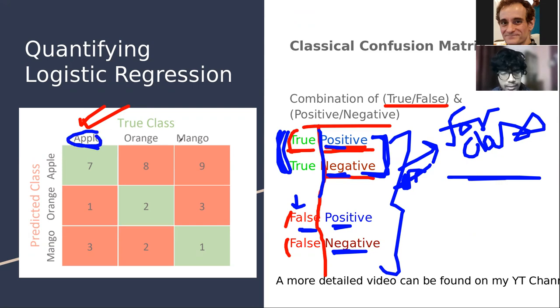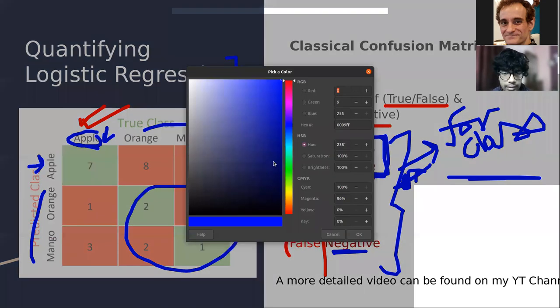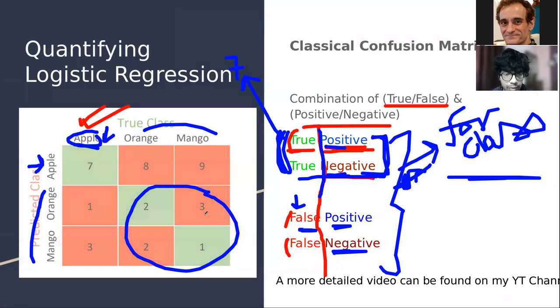Now Apple's true positive would be, I predicted it Apple and it was actually Apple. So the samples for Apple, not for everybody, is 7. True negative for Apple would be, I predicted it not Apple and those were also not actually Apple. So this lot is true negative for Apple.